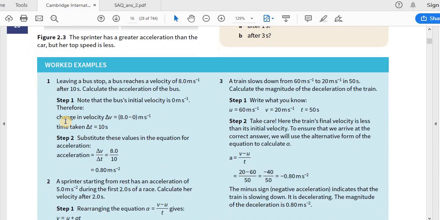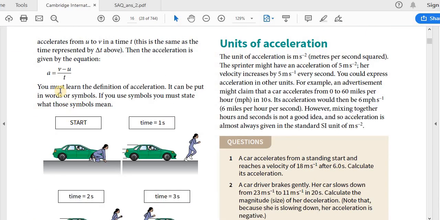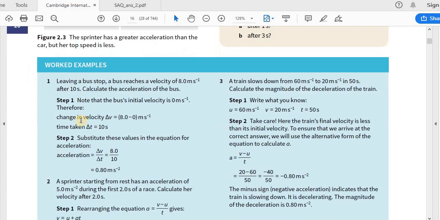Okay, then we substitute into that equation. v minus u is the change in velocity, that is final velocity minus initial velocity, which is 8 minus 0, that is 8. And the time is 10. So very easy. Substitute and you will get 0.8 meters per second squared. 0.80 meters per second squared.